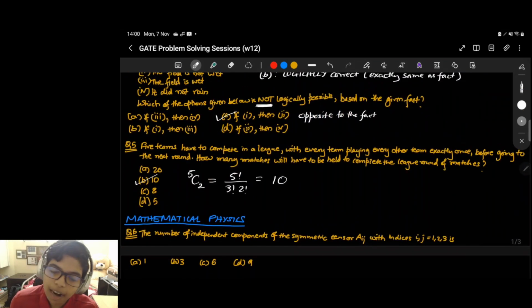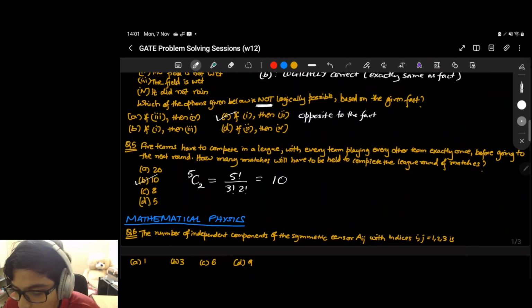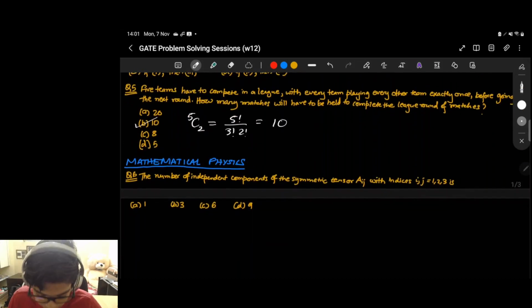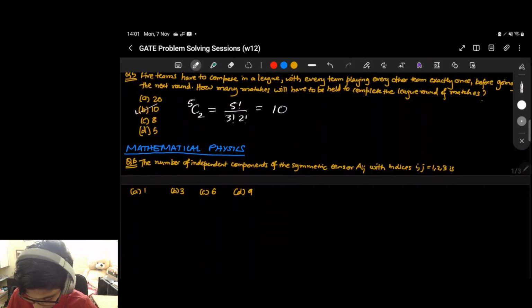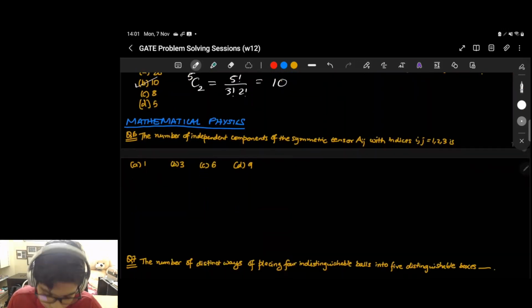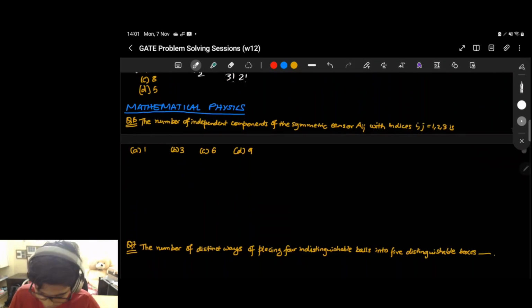So this completes our section on general aptitude, and now we will move to the next section on mathematical physics. The first question from mathematical physics is, the number of independent components of the symmetric tensor Aij with indices i, j equal to 1, 2, 3 is, we need to find out. So symmetric tensor means Aij equal to Aji.